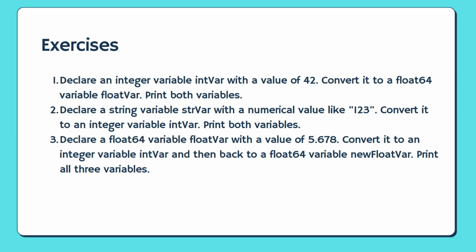Number 3. Declare a float64 variable float var with a value of 5.678. Convert it to an integer variable int var and then back to a float64 variable new float var. Print all three variables.